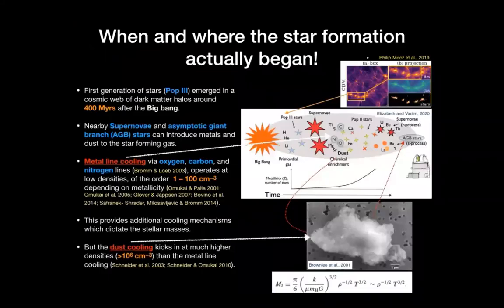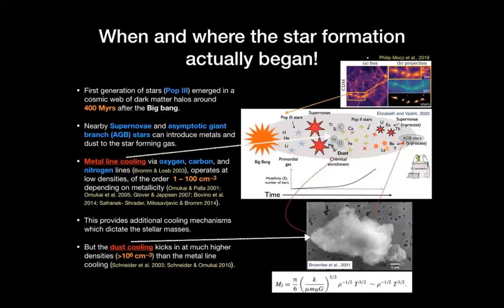Okay, to have a quick background, let's see when and where the first star formation actually occurred in the cosmos. For this, we have to go back in time. Cosmological simulations have given us the idea that just after 400 million years from the Big Bang, the first generation of stars called Pop III stars came into existence. And these stars were formed inside the dark matter mini-halos, which themselves were trapping the primordial gas inside them.